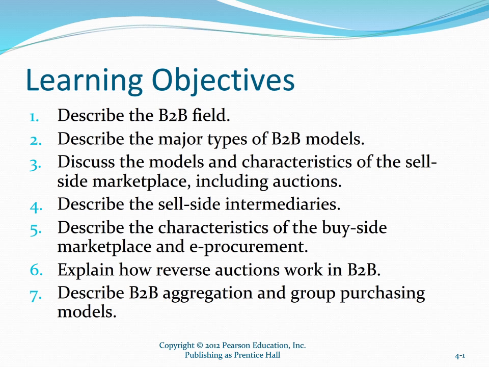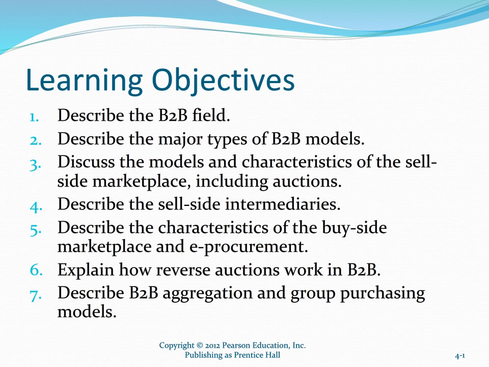The learning objectives for this chapter include describing the B2B field and describing the major types of B2B models. We'll discuss the models and characteristics of the sell-side marketplace, including auctions. We'll talk about some of the sell-side intermediaries. We'll talk about some of the characteristics of the buy-side marketplace and e-procurement.